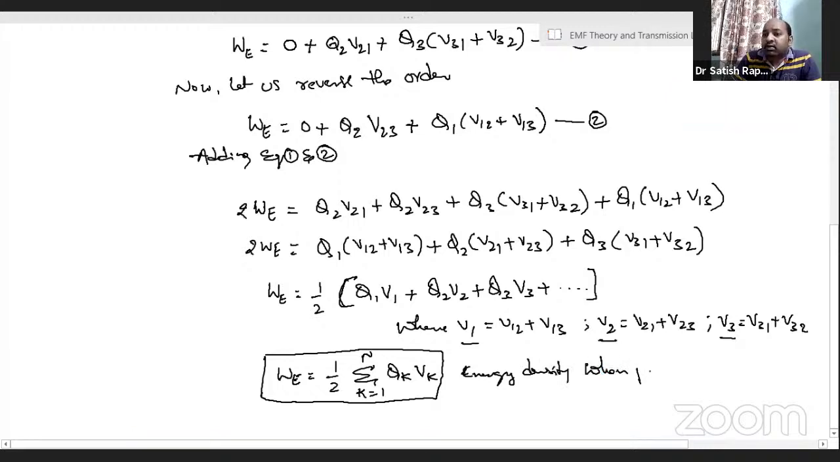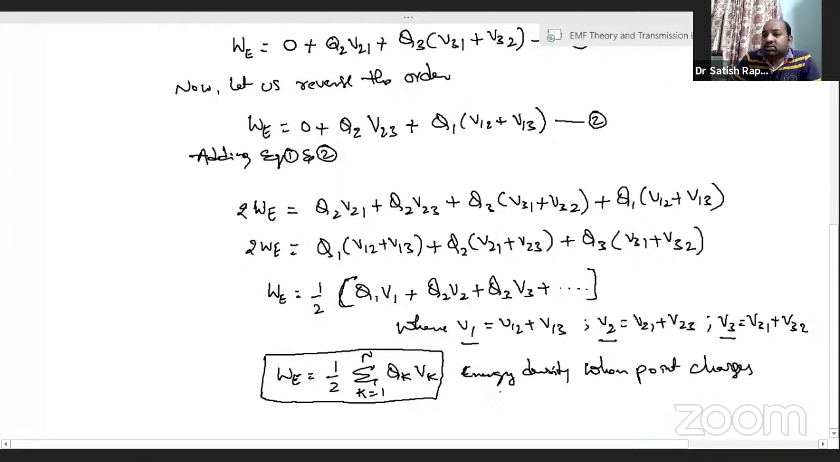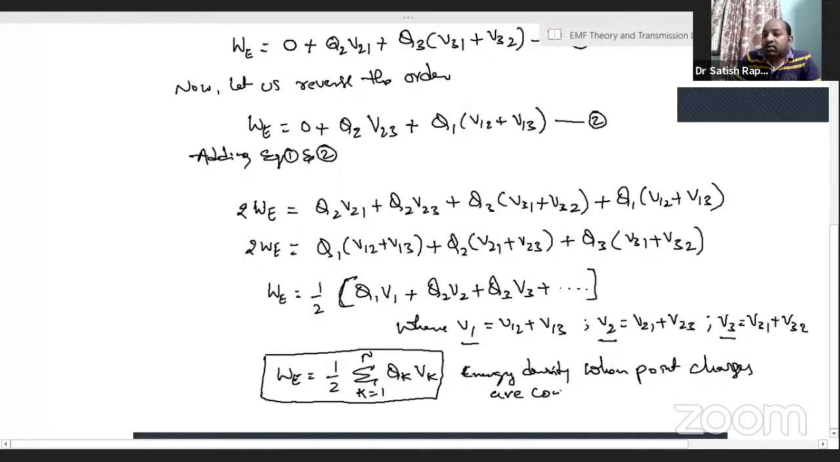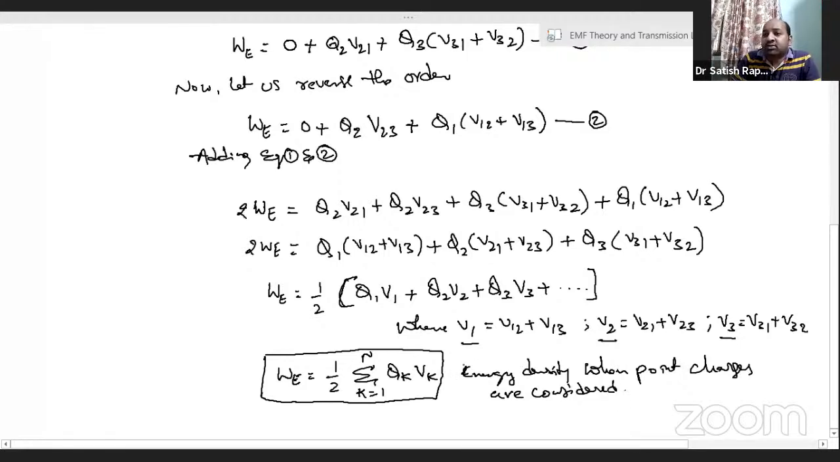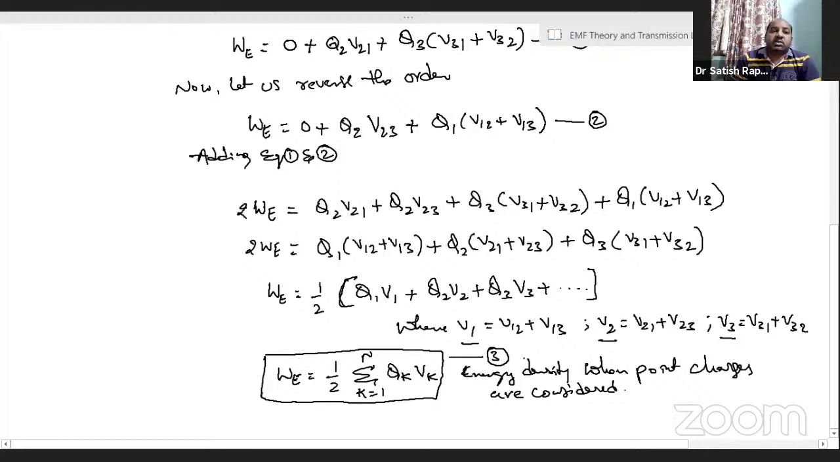Work done or energy density when point charges are considered, right? Let us say this is equation 3. So when point charges were considered, the total work done or energy density is given by half summation k is equal to 1 to n Qk Vk.